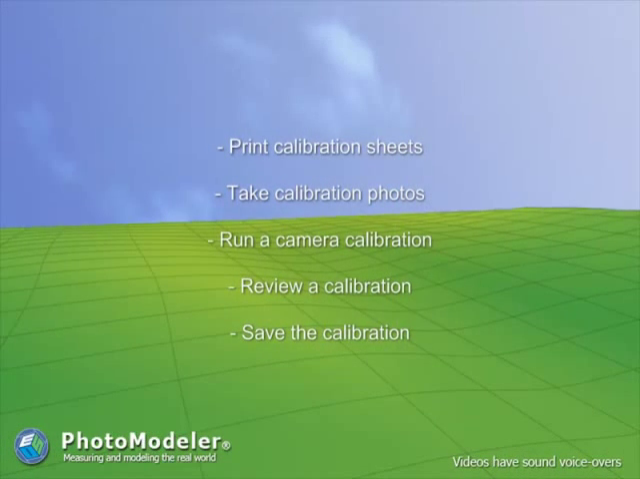This concludes the camera calibration tutorial. In this tutorial, we have learned how to print sheets for calibration, how to take proper photographs for use in calibration, how to run a camera calibration within PhotoModeler, how to review the camera calibration, and how to save the camera for use in our projects. A well-calibrated camera is the best way to ensure high accuracy for your PhotoModeler projects.